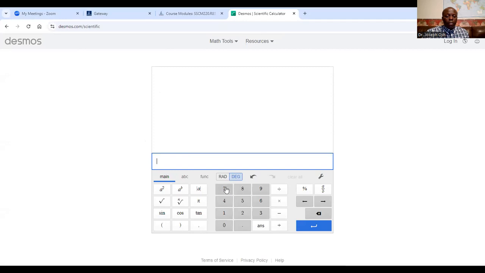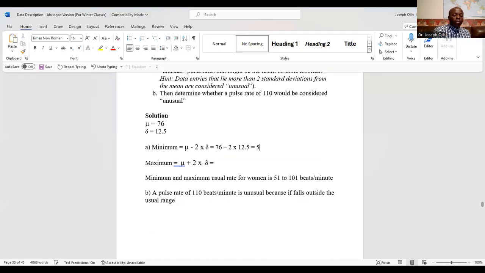Clear this. 76 minus 2 times 12.5 gives me 51. So I go back there and put 51 beats per minute.